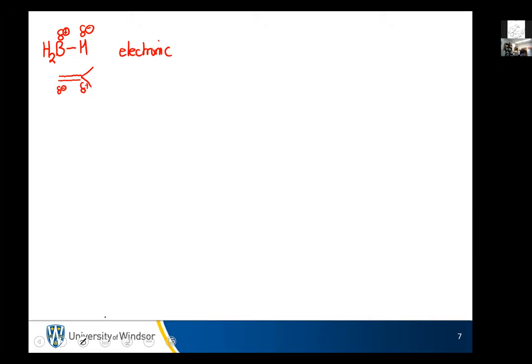So if we think about it, big, small, we're going to use real technical terms here. The thing with the more carbons around it is bigger. The things with the fewer carbons around it is smaller. And by big and small, I mean the size of the electron cloud.